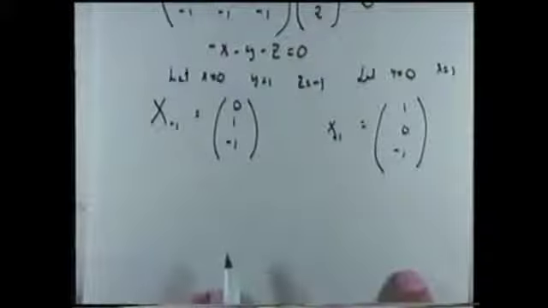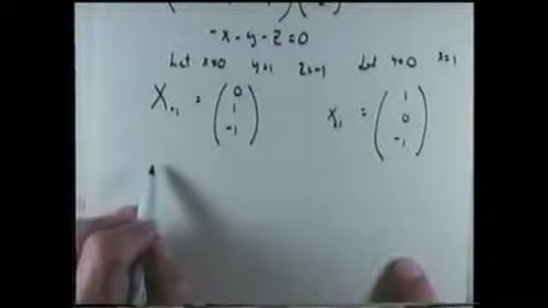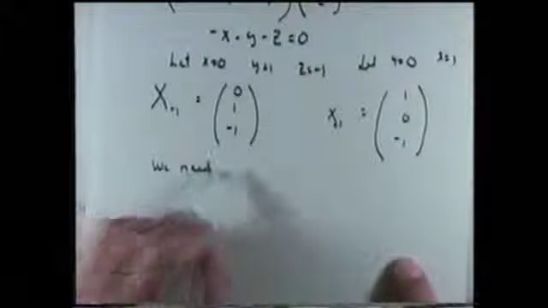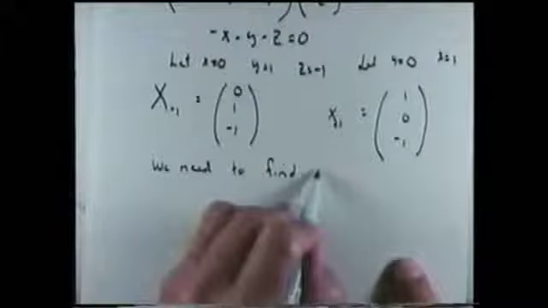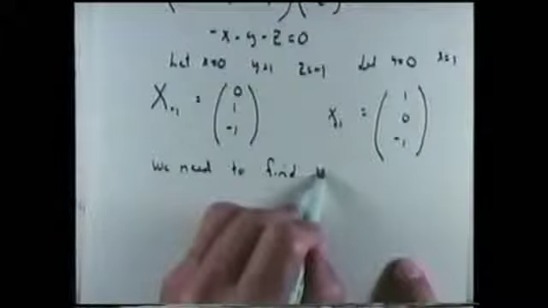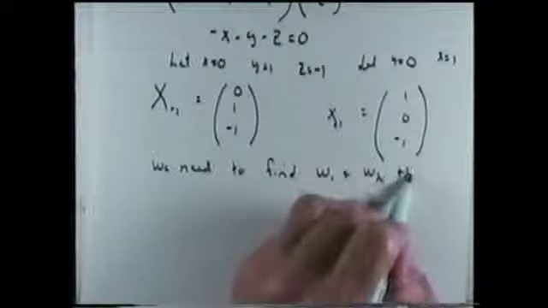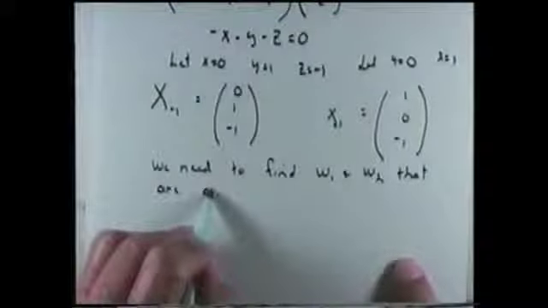Now they're not orthogonal right now, so that's why we have to apply Schmidt. Well, I'll review you on Schmidt. We need to find all W1 and W2 that are orthogonal.